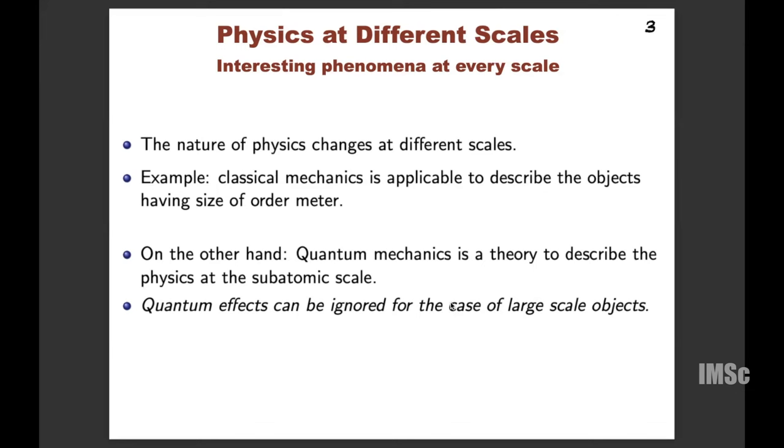So similarly, at different scales you can see different physics features, and different kinds of theories are required to explain different scales. So already you see some kind of effectiveness here. Effectively, you can use classical mechanics to describe objects which are of the order of a meter. So this is a kind of effective theory at those scales. Already you see the very vague definition of effective theory. We will make it more precise in the coming slides.